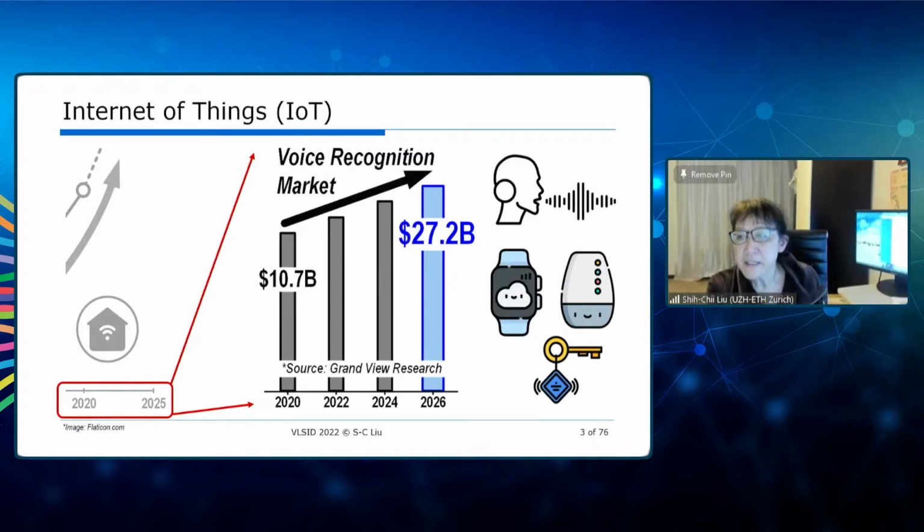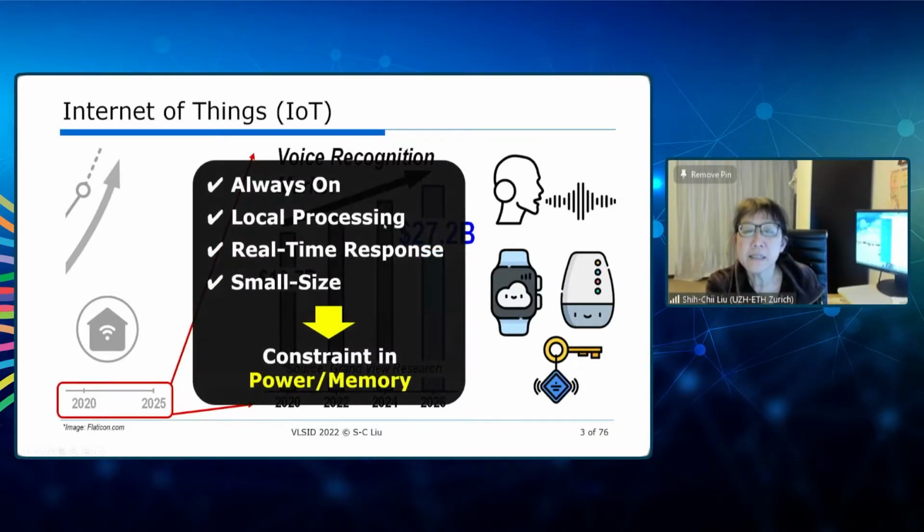And so because of that, there's a lot of interest in making audio devices or edge audio devices that have the following properties: that they're always on, that you do some sort of local processing so that you don't have to communicate through the network, that you have a real-time response, and the devices are small so that you can wear them or carry them around. And because of these specifications, it puts a constraint on the amount of power that the device can use and also the amount of memory that it can have.